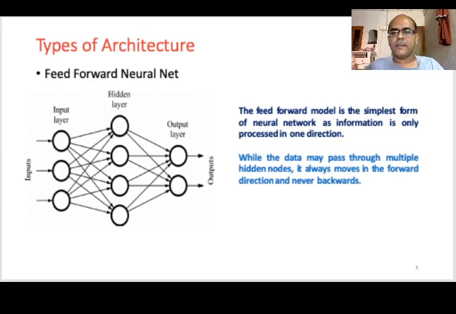Always remember that in the case of a feed-forward neural network, the data can pass through multiple hidden nodes. That is what is happening in the diagram in the video. But it only moves in the forward direction and will never move backwards. That is what is called a feed-forward neural network.